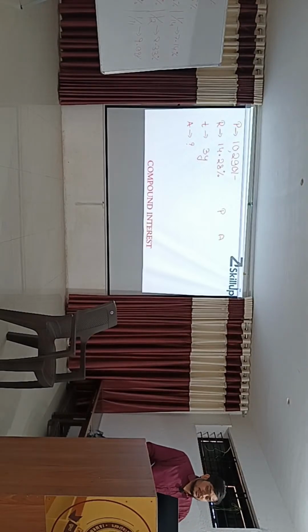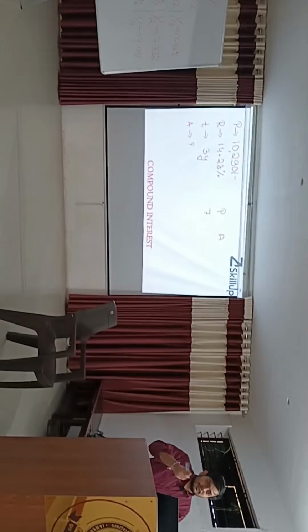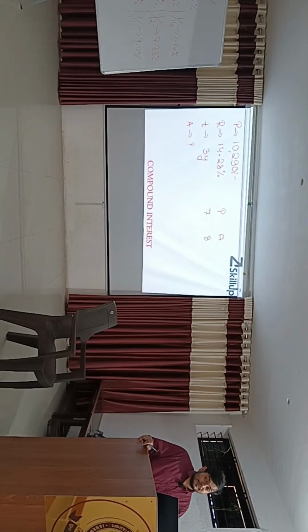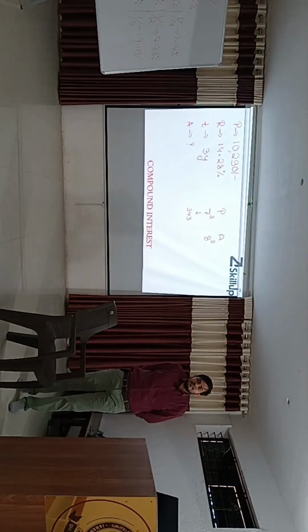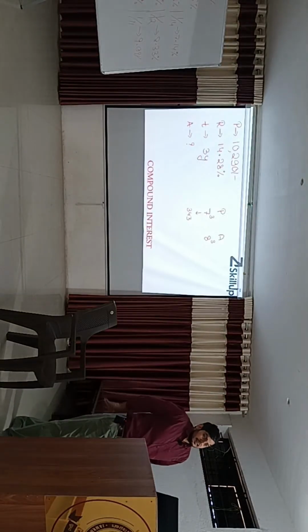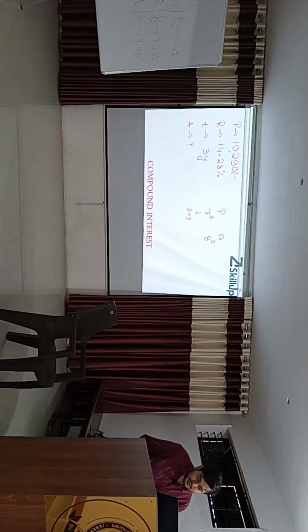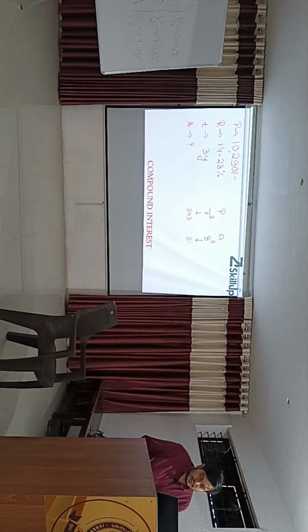How much is the principal? 7 rupees is given. You receive 8 rupees. What power should I take now? 3. Power 3. 7 cube is 343. If you don't know, write down the value. 7 cube is 343. 8 cube is how much? 512.